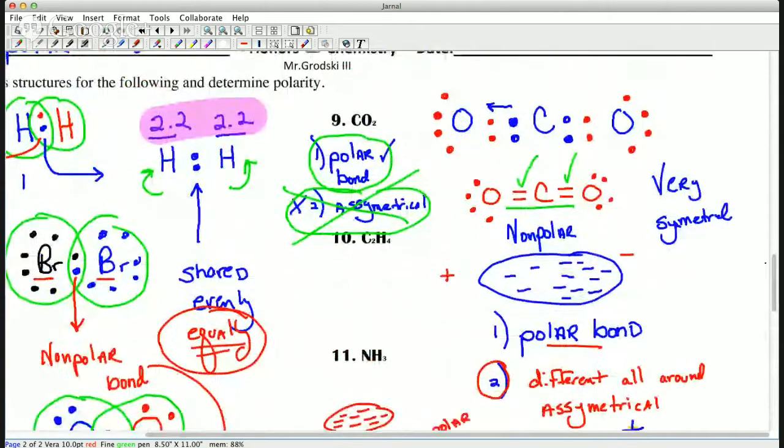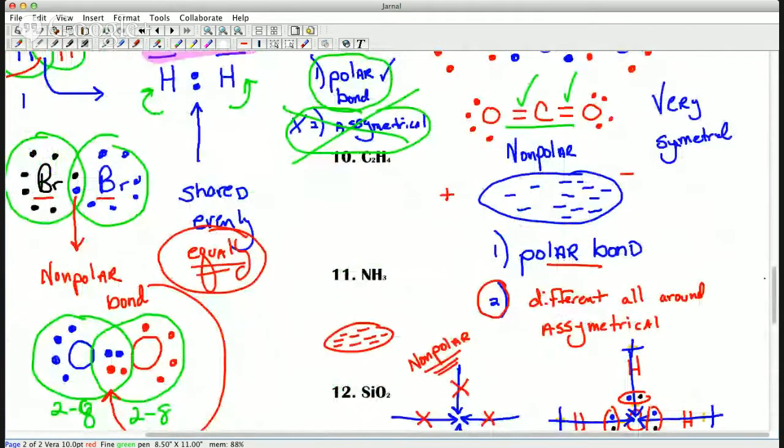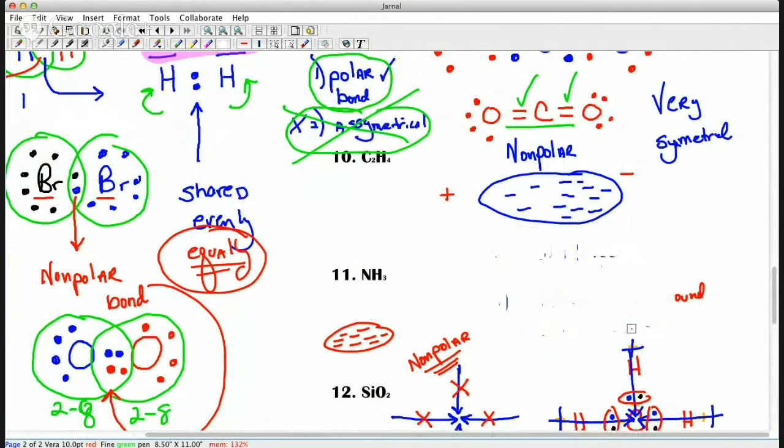All right, let's try the next one, number 11. Number 11 is called ammonia. Let's make some room for it. Let's give a hand for number 11. Okay. Now, let's do the Lewis dot diagram.